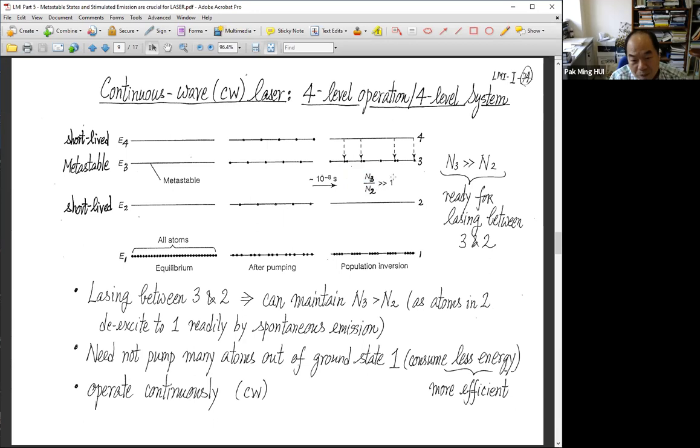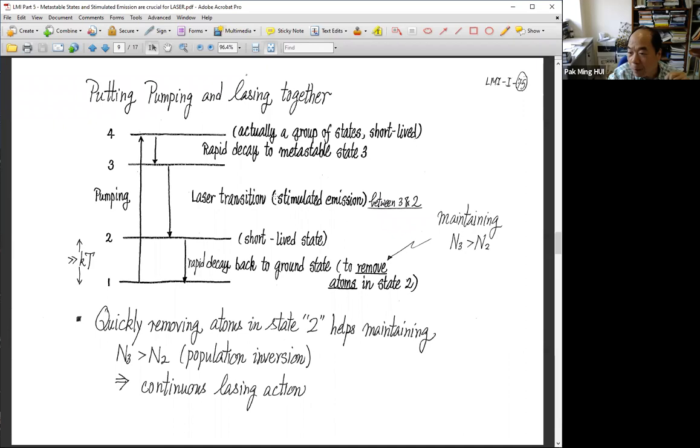And when some emission starts to occur, there will be light in there to stimulate more emission. Okay, so that is the way to get a continuous wave, not a pulse. Usually the output is weaker, but it's continuous, okay? So to put the whole thing together in one figure is something like that, okay? You pump, and then you come down, and then rapidly clean up level 2.